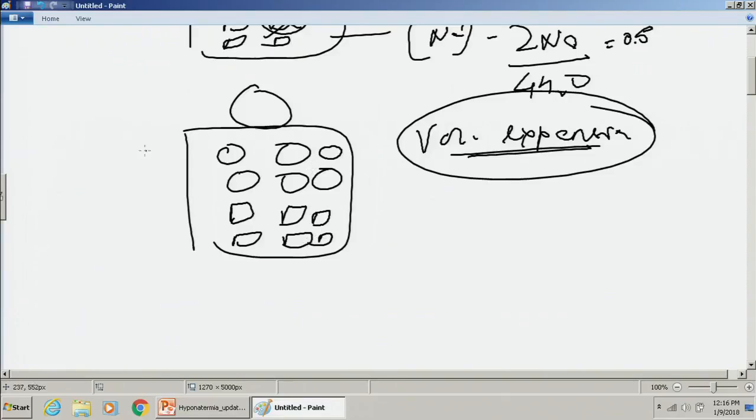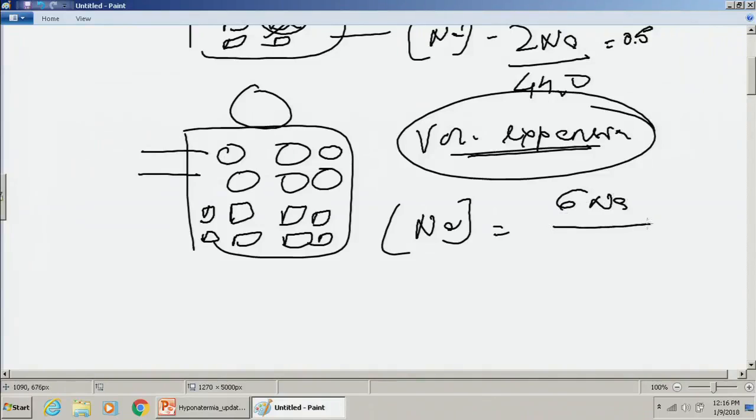And on the same lines, the guy continues to drink free water, right? So he drinks more water. So what will be your new sodium concentration now? You have 6, my round ones are my sodium molecules. So you have 6 of sodium divided by 8 of water. So what is my new sodium concentration? Anyone with good maths?